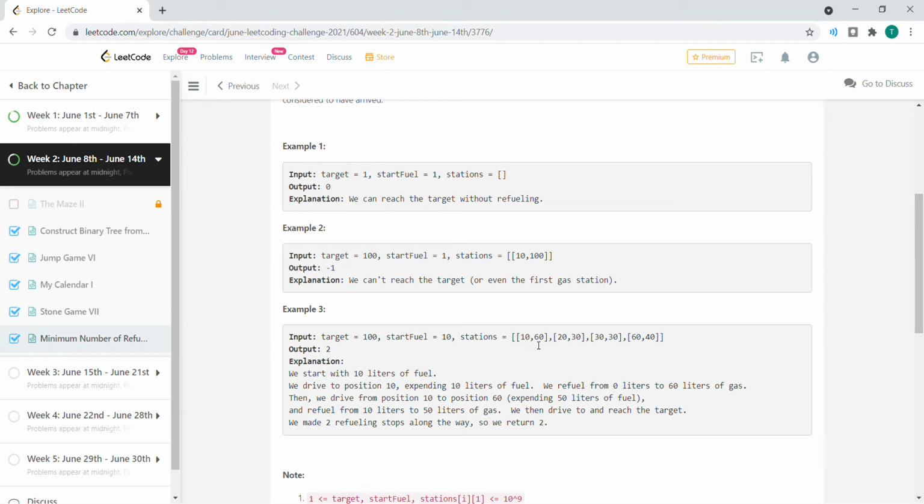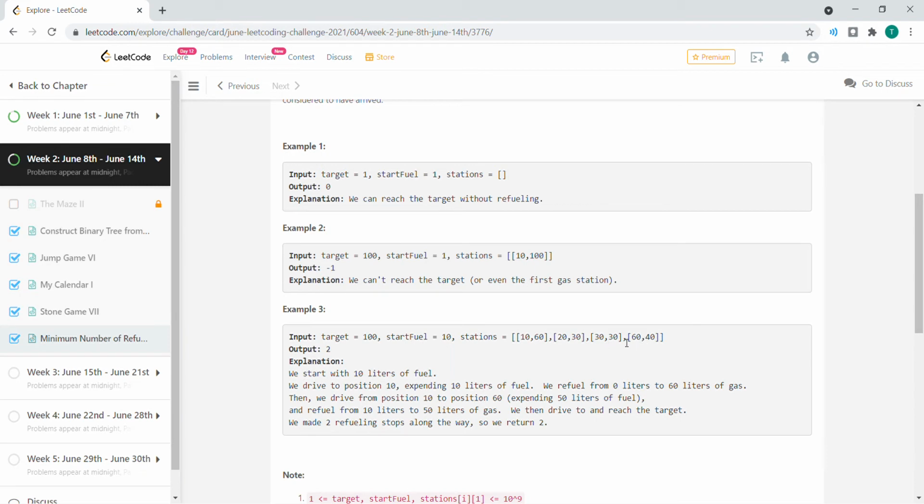So from here you want to refuel because you started with 10 at 0. You drive all the way to 10 and you consume all your fuel. Then you have 0 at this point. So then you want to refuel at position 10. So now you have 60 liters of fuel. So from here we decide to go past this gas station all the way to position 60. From 10 to 60, we have driven 50 miles. Therefore, we use up 50 liters of gas from our 60. So when we get to position 60, we have 10 liters of gas left in our tank.